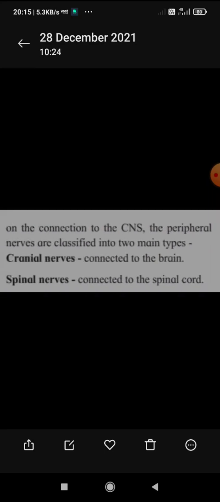So now we will start with the peripheral nervous system. The peripheral nervous system (PNS) connects the central nervous system to the different parts of the body having receptors and effectors. Depending upon the connection to the central nervous system, the peripheral nervous system is classified into two main types, cranial nerves and spinal nerves. Cranial nerves are connected to the brain and spinal nerves are connected to the spinal cord.